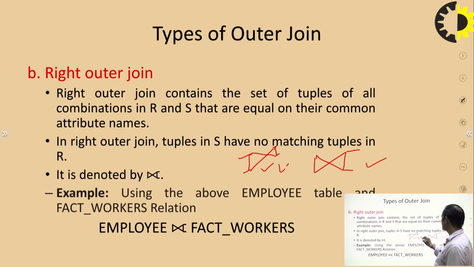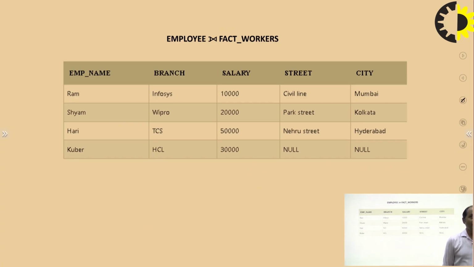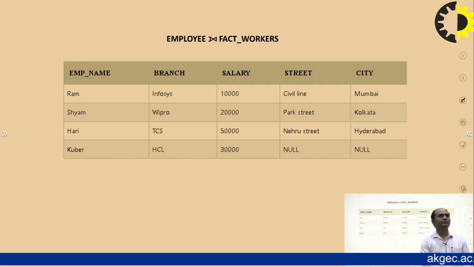This is the left outer join. This is the right outer join. This is right, this is left. And it has the values of the right table. This symbol only denotes that you have the values of the right table, not the left table.